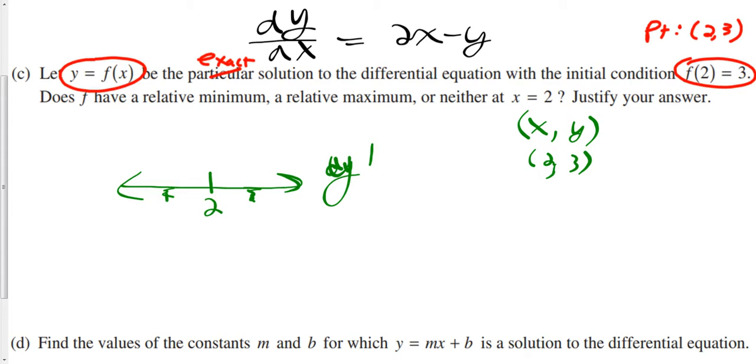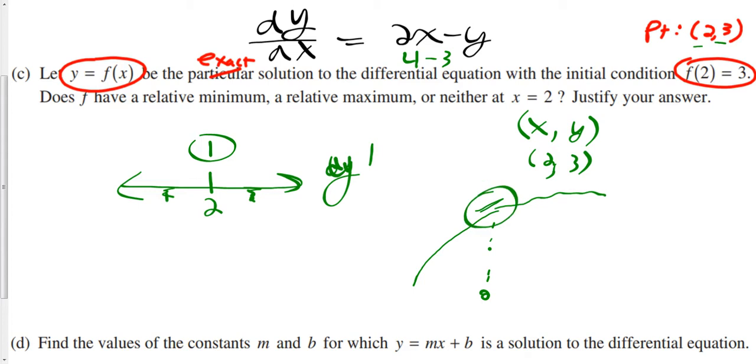So when we plug the 2 in for x, we get 4 minus, we know when x is 2 that y is 3, so it's going to be 4 minus 3. So this is going to have a slope of 1 here. So that's the interesting thing, because what that's saying is that it doesn't have either because it doesn't have a 0 slope there. So this graph is going up until this x value of 2 where it has a slope of 1, and then maybe it has a max or something, but it's not a max here because this slope is not equal to 0. So this does not equal 0.